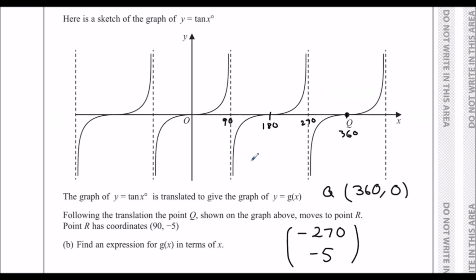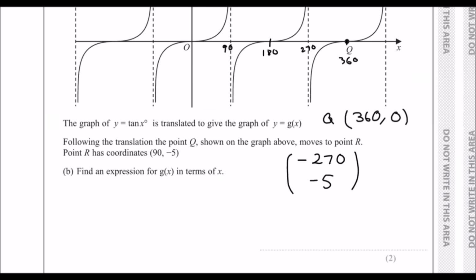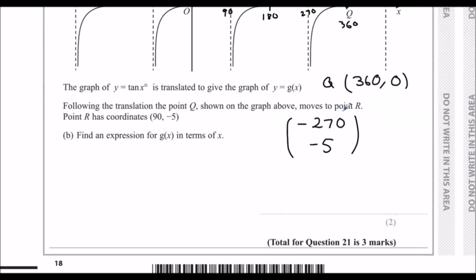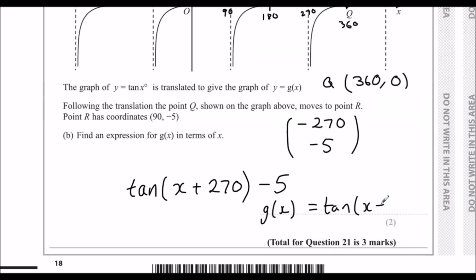So how can we write that in terms of tan x, which was our original graph? How can we do this translation? So we want x plus 270 inside the brackets. Inside the bracket does the opposite. So it says add 270, but that means we shift it to the left 270. And then we want to go down 5, so we just write minus 5. So g of x is tan of (x plus 270) minus 5. So 270 left, down 5.